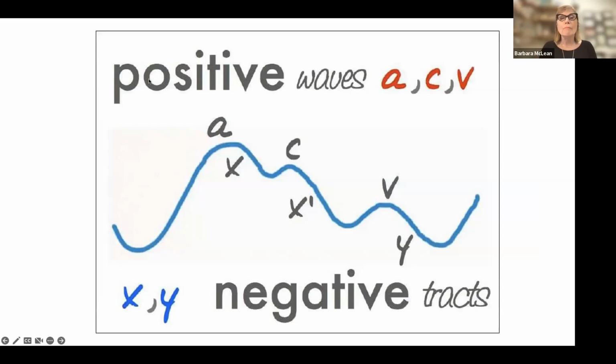Okay, so again, 3 positive waves, A, C, and V, meaning upright. And then negative tracks or descents would be the X, and there's X1 before the C, and X after the C. We're just going to call that X. We don't need to get that intricate. Just call this whole thing sloping down the X and sloping down after the V, the Y. Remember, X for atrial relaxation, Y for atrial emptying.